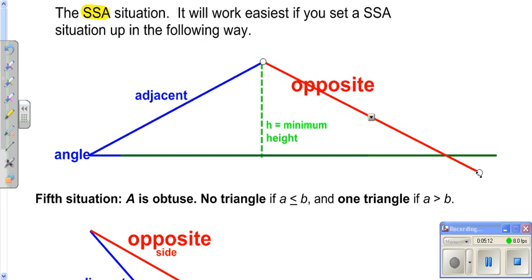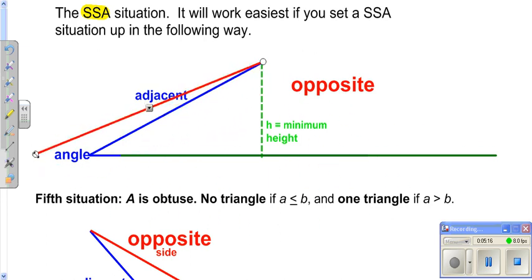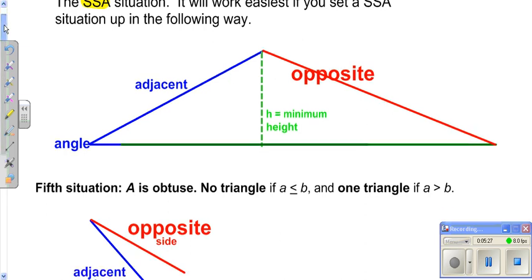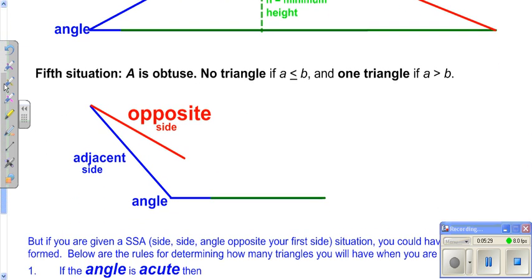If I take this and try to swing it down and over here, you'll notice that it's too long to really form a triangle by swinging it over. So there's only one available, and that's going over here. And that's what happens if you have a side-side angle for an acute triangle.